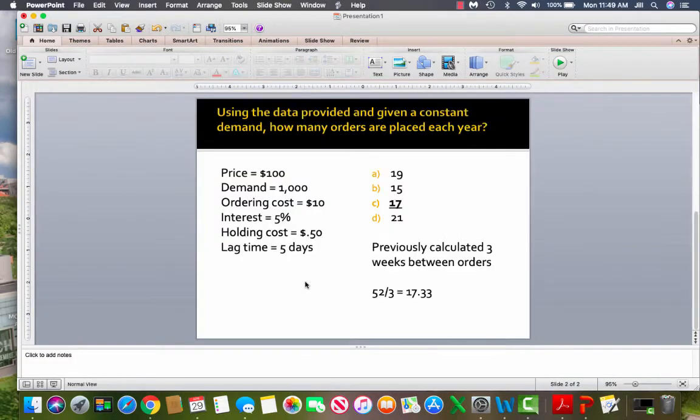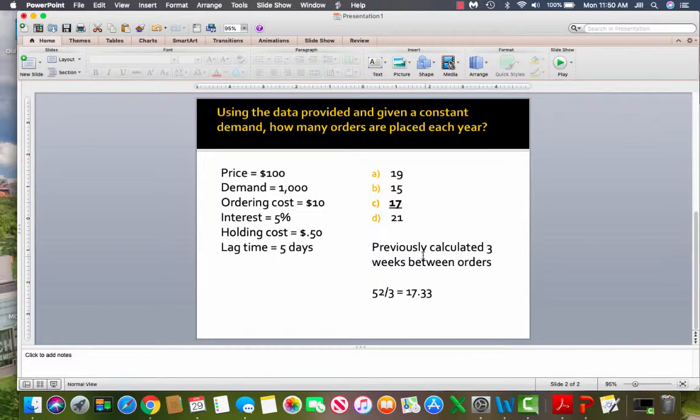So there was just one quiz question. Like I said, everyone did really well. And I'm not going to go through all the calculations here because generally it looked like you did pretty well on the calculations. We're calculating the various total costs and whatnot. There was just this one question that was missed, so I wanted to show you how we calculate that. So the question was, using the data provided and given a constant demand, how many orders are placed per year based on these data points here?